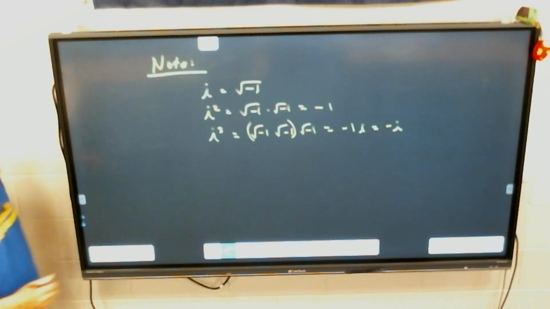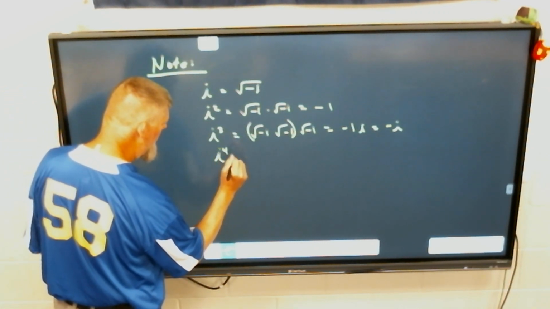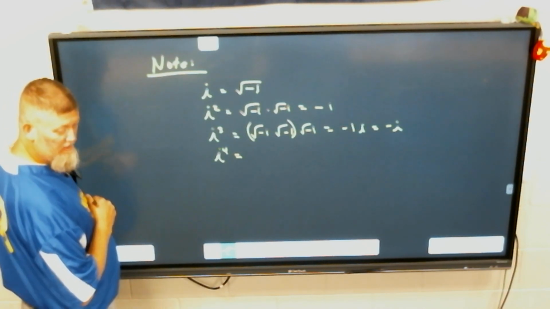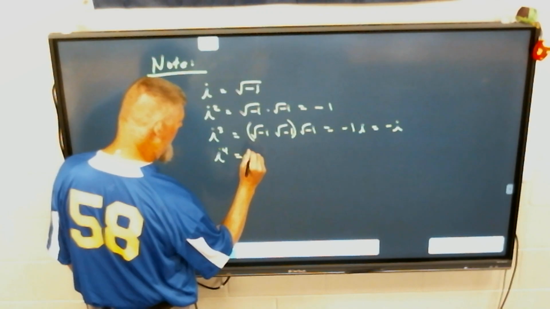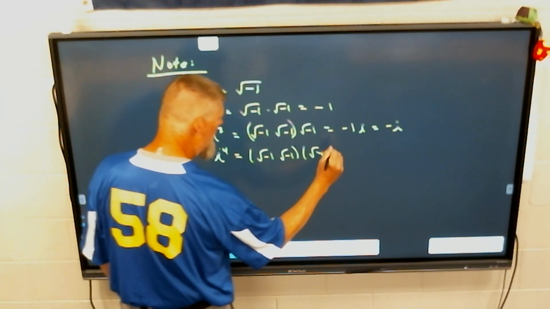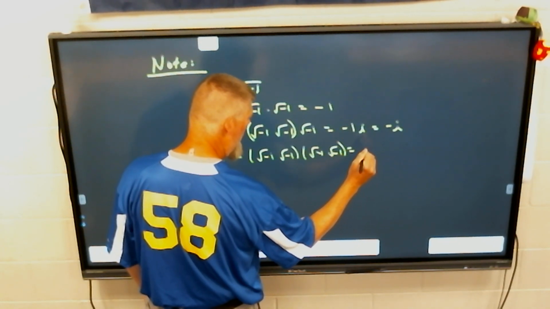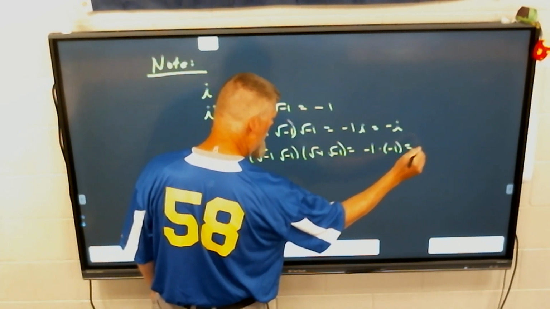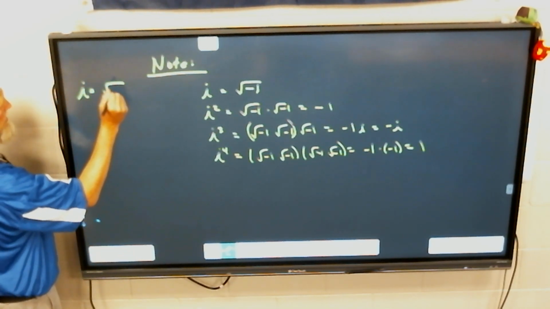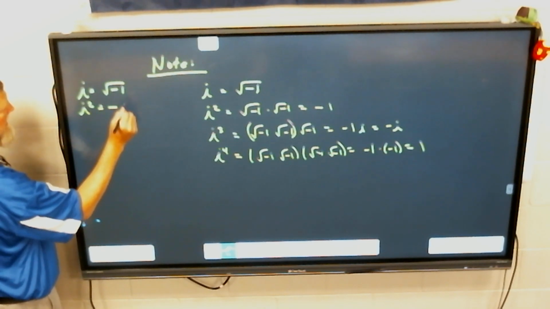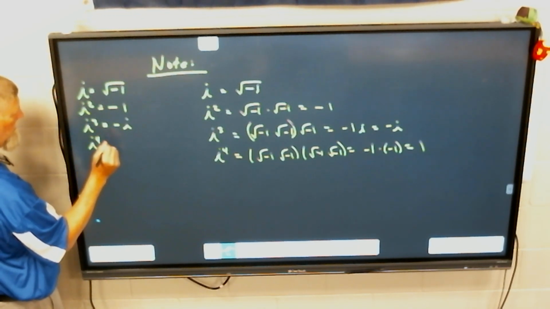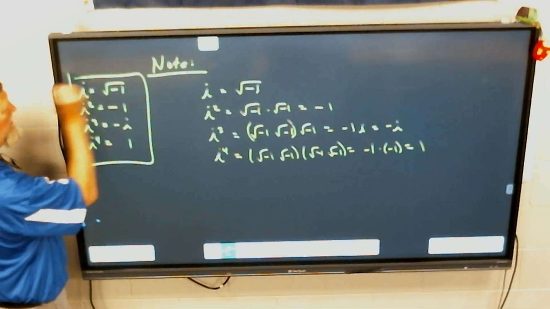Now, the one you're all waiting for, what does i to the fourth equal? 1. Because it's the square root of -1 times the square root of -1, four times, which is going to be -1 times -1, which equals positive 1. So you probably had this little cheat sheet last year. It said i is the square root of -1, i squared equals -1, i cubed equals -i, i to the fourth equals 1.